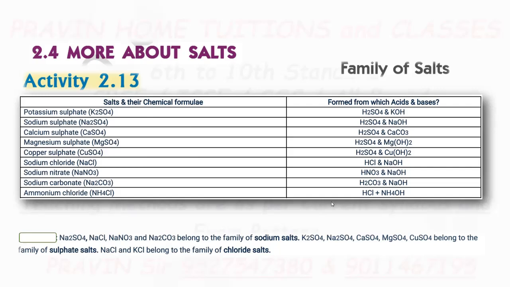based on their chemical formula. The first family of salt is the family of sodium salts. Examples are Na2SO4, NaCl, NaNO3, Na2CO3. Now, the second family is the family of sulfate salts: K2SO4, Na2SO4, CaSO4, MgSO4, CuSO4. Then the third family is the family of chloride salts, NaCl and KCl.